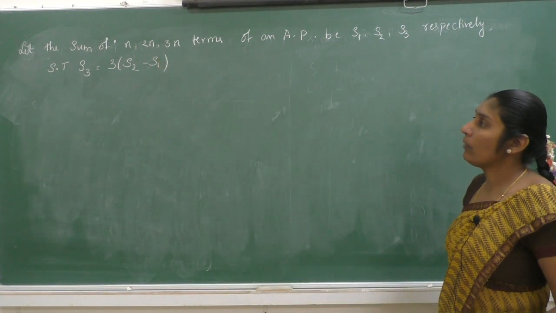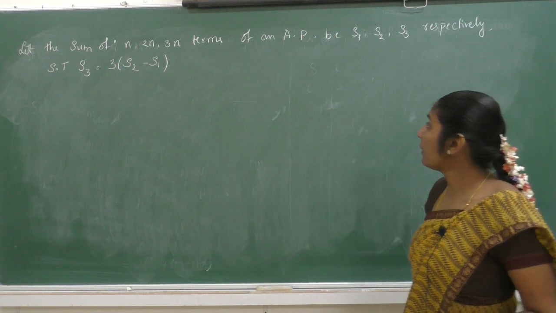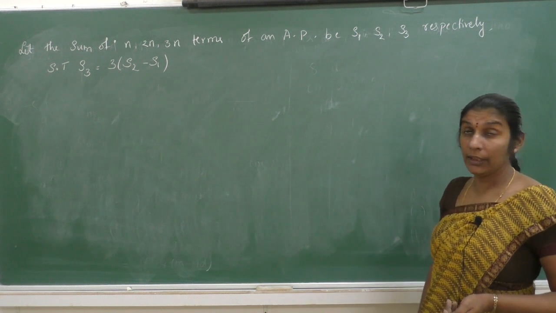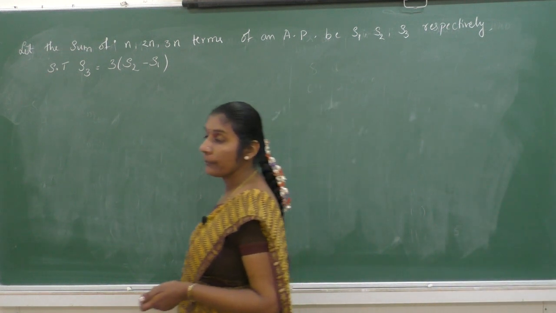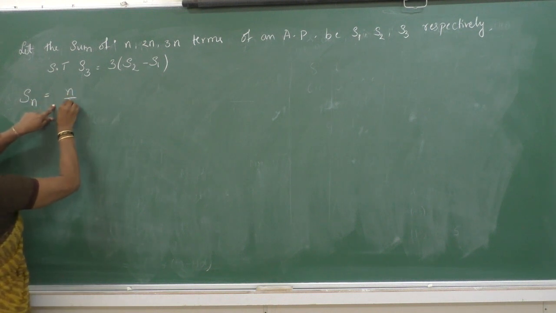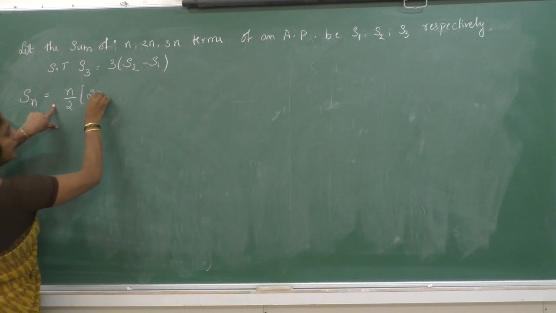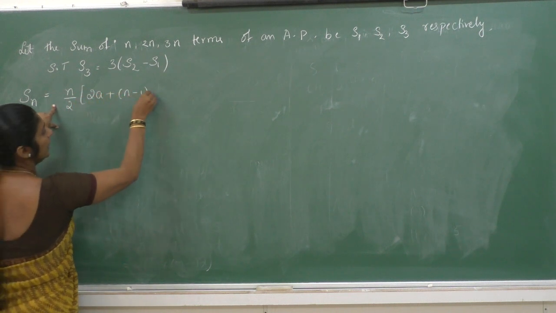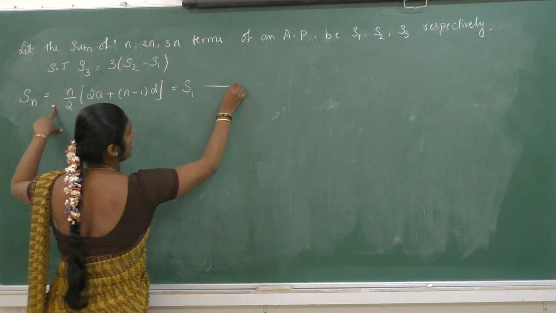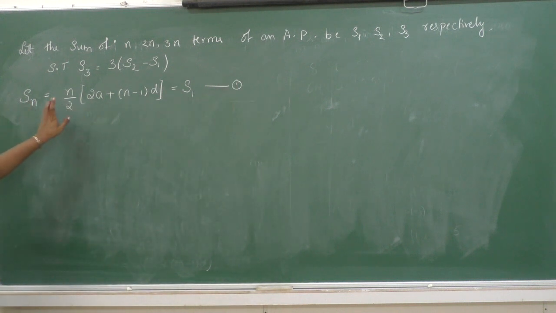So, let the sum of n, 2n, 3n terms of an AP be S1, S2, S3 respectively. S1 is the sum of n terms of the arithmetic progression. So, the formula for the sum of n terms is n by 2 into 2a plus n minus 1 into d. This is represented as S1, call this equation number 1.